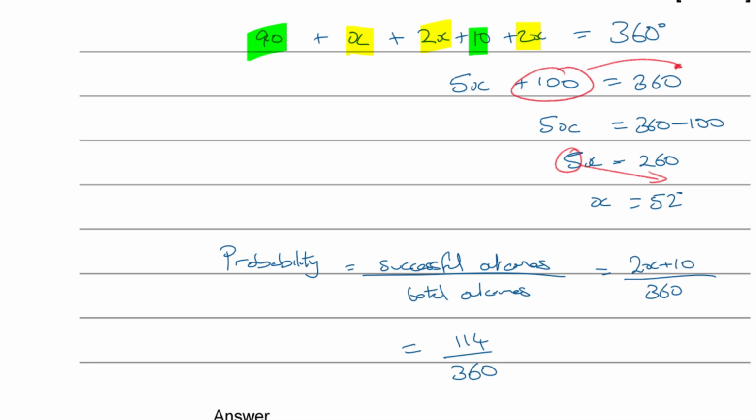Now that probably cancels down, but this is a non-calculator paper, so I can't chuck it in there, and it's a probability question and they never give you marks for cancelling these down. So you might as well just leave it like that, 114 over 360.